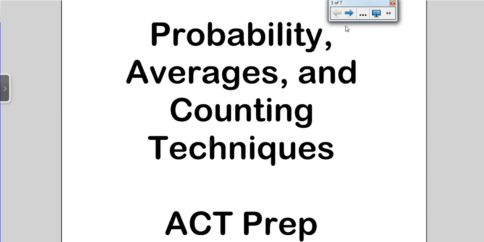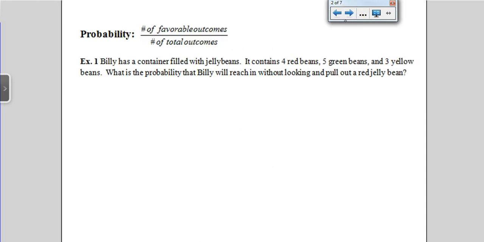Okay, our next lesson is on probability, averages, and counting techniques. This is my favorite concept for the ACT, and the ACT really likes to put them on there. Unfortunately, we don't get a chance to teach you too much about this before you take your ACT, so here's your chance to learn it.